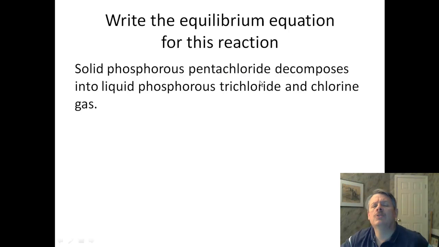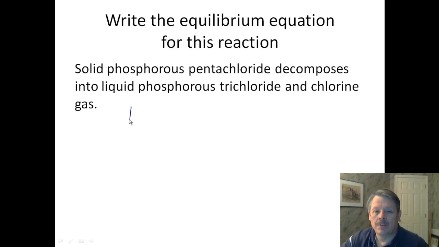Ooh, let's look at this one. This one's a little bit harder because you have to go and write the chemical equation. So be careful when you read this. Make sure you understand solids, liquids, and gases. Right? Go ahead and take a moment and write the equilibrium equation, and then see if you can come up with the equilibrium constant.